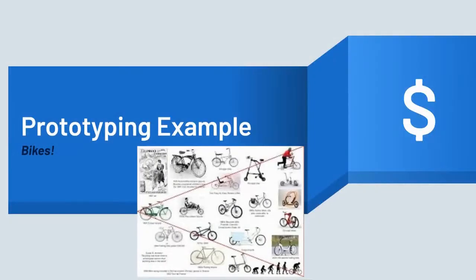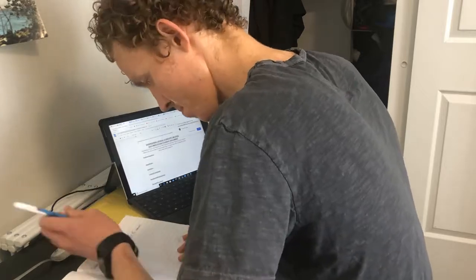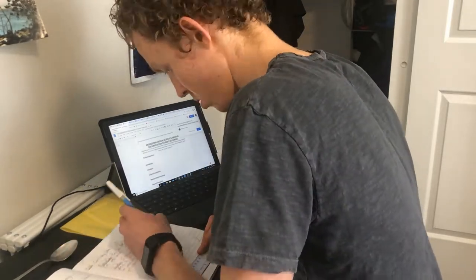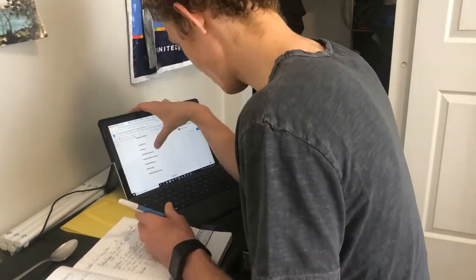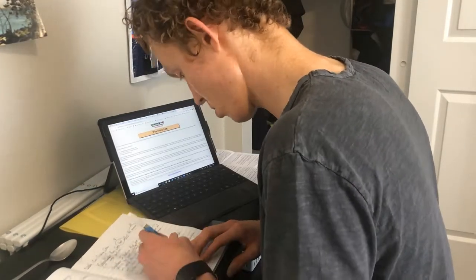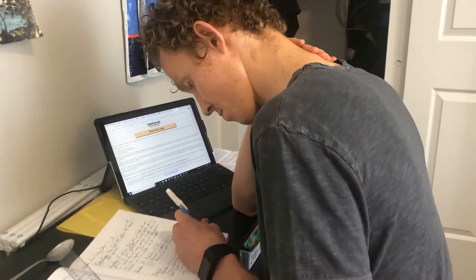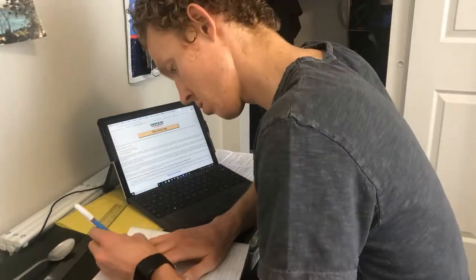So let's take a look at our prototyping example that we've been following along, which is working on bikes. No matter if you're conducting an experiment using the scientific method or you're conducting a prototyping investigation using the engineering design process, it's super important that you take meticulous notes so you know what you plan to do, as well as when you look back at your notes, you know what it is that you did in order to get to the result.